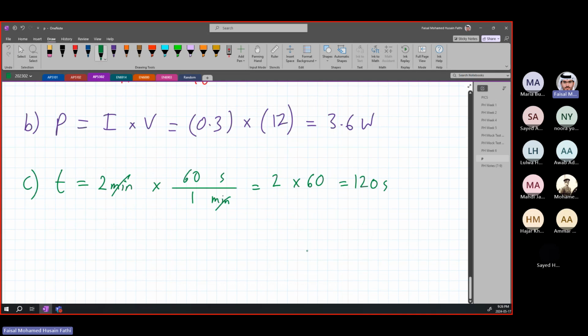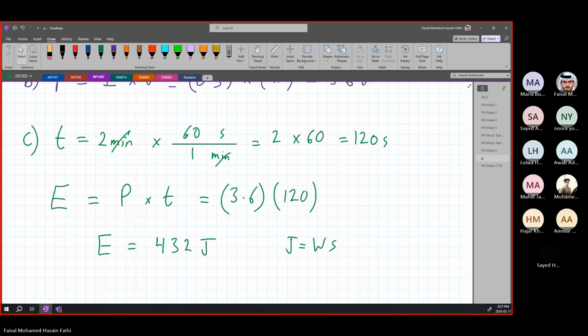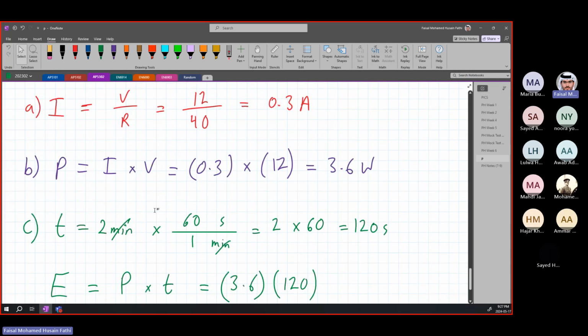Now, they are asking for energy dissipated, E. We know that E is equal to power times time. We found our power earlier to be 3.6 watts, and our time is 120 seconds. So our energy dissipated is going to be 432 joules. All right, because energy is in joules. Energy, which is basically watt second, this is the same thing as joules. All right, so joules is equal to watt second. Very straightforward, very simple, nothing to be confused about. It's just application of equations.